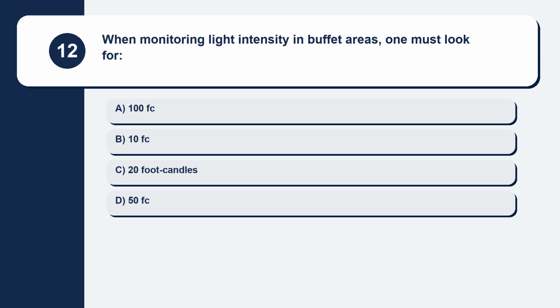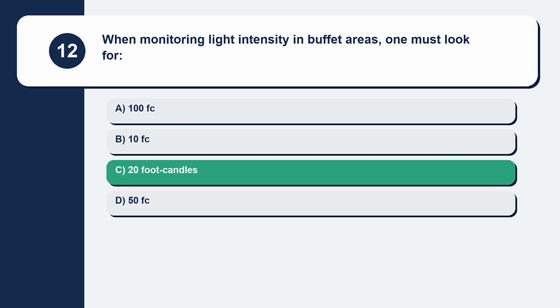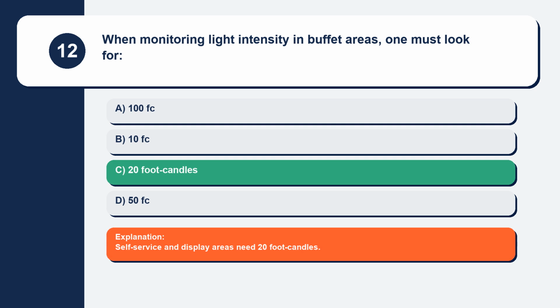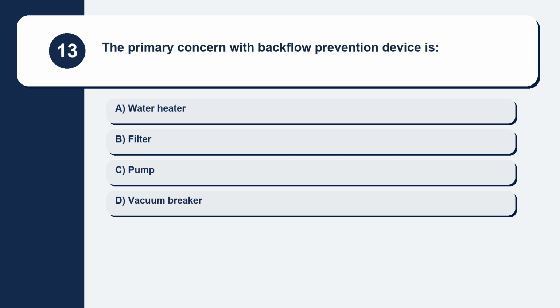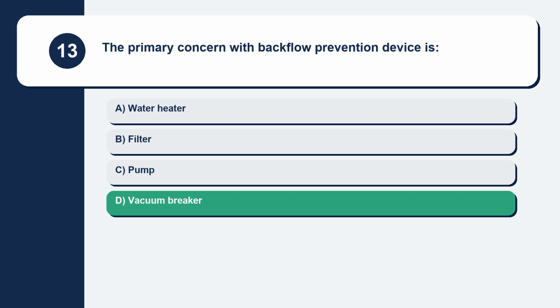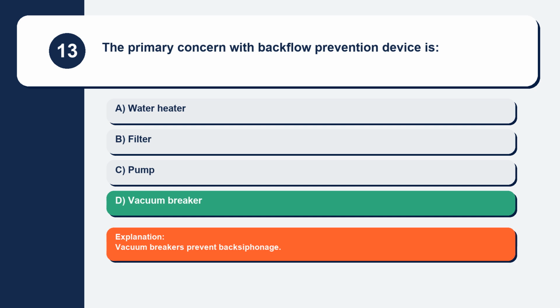Question 12. When monitoring light intensity in buffet areas, one must look for: 100 FC, 10 FC, 20-foot candles, 50 FC. Self-service and display areas need 20-foot candles. Question 13. The primary concern with backflow prevention devices: water heater, filter, pump, vacuum breaker. Vacuum breakers prevent backsiphonage.